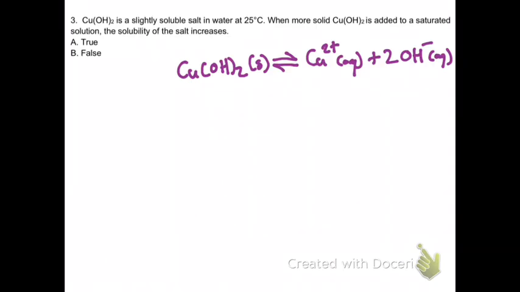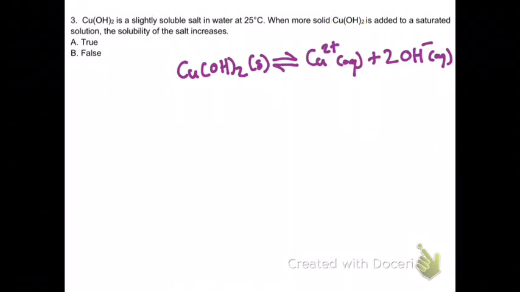And the question says, when more solid Cu(OH)2 is added to the saturated solution, the solubility of the salt increases. So if we add more of a solid, like this, will that solid push the equilibrium?